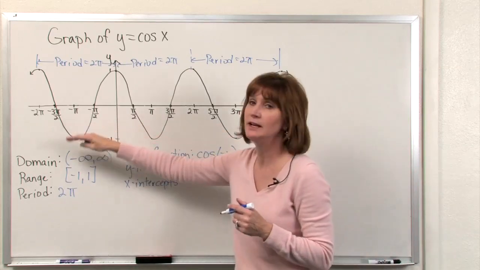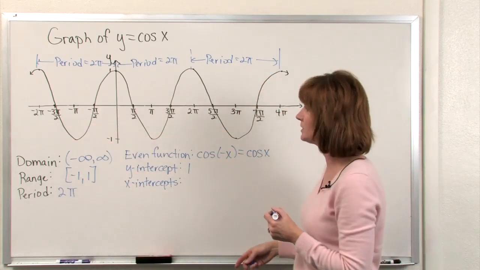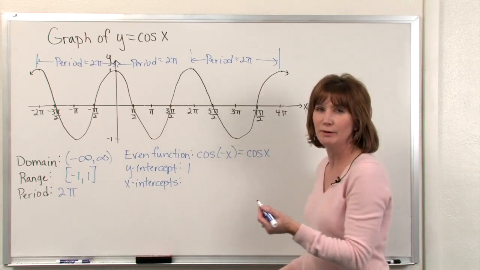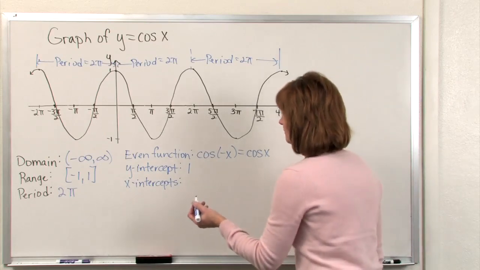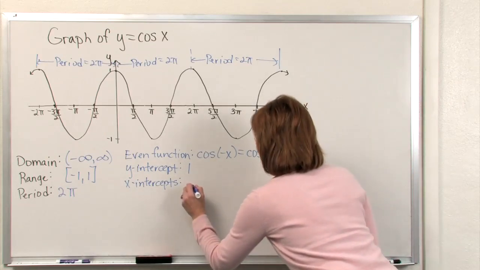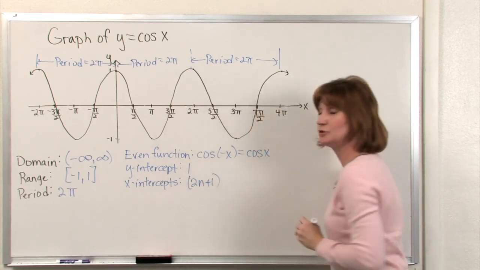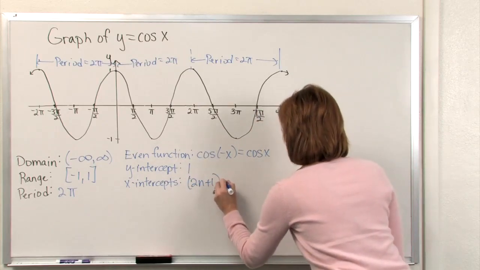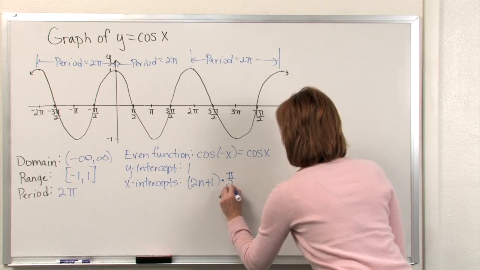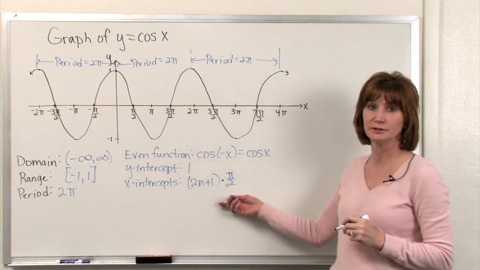So you can see that they occur at odd multiples of pi over 2. How do we write that? Well, 2n plus 1 gives you an odd number, and we multiply that odd number times pi over 2. That's where all the x-intercepts occur.